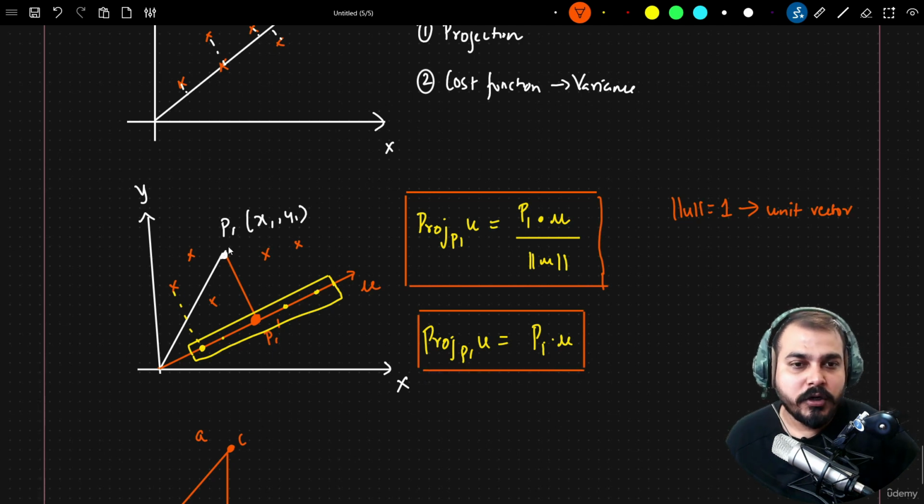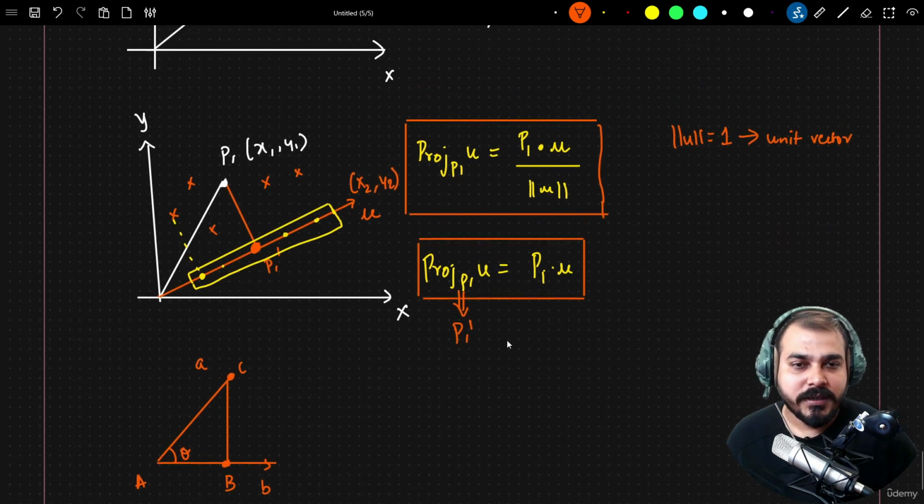So as soon as I do a dot product of P1, which is given by the coordinates x1 and y1, and let's say this unit vector is given by the coordinates x2, y2, when we do the dot product of P1 and u, I'm actually going to get P1 dash. Okay, so this is nothing but P1 dash. Now, this is with respect to the projection, which everybody needs to understand.